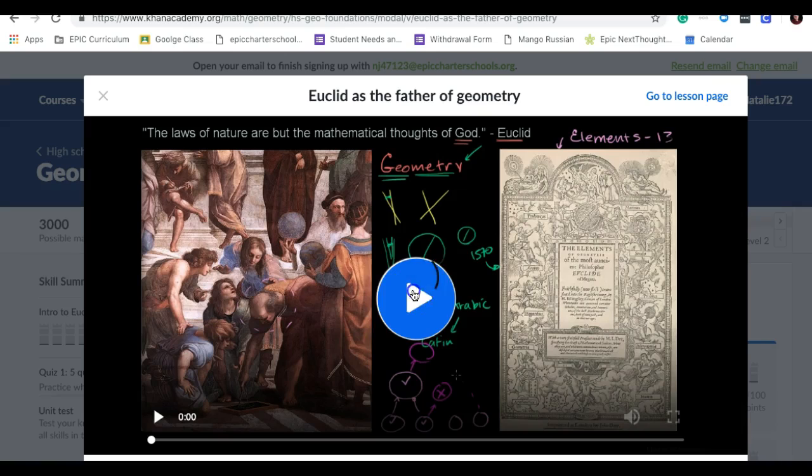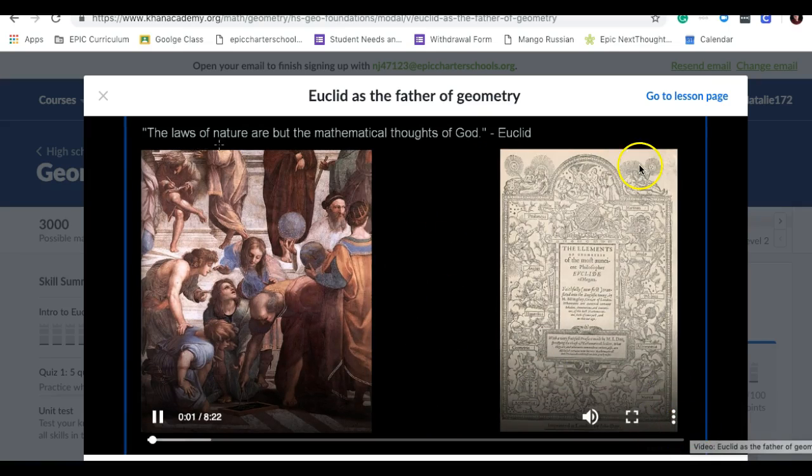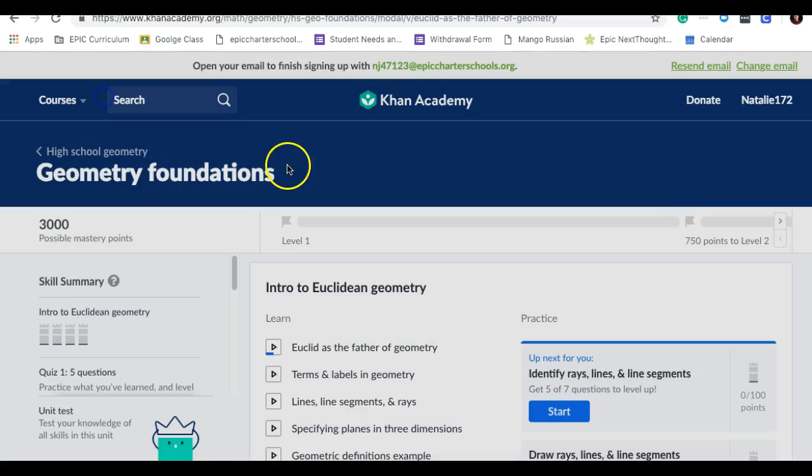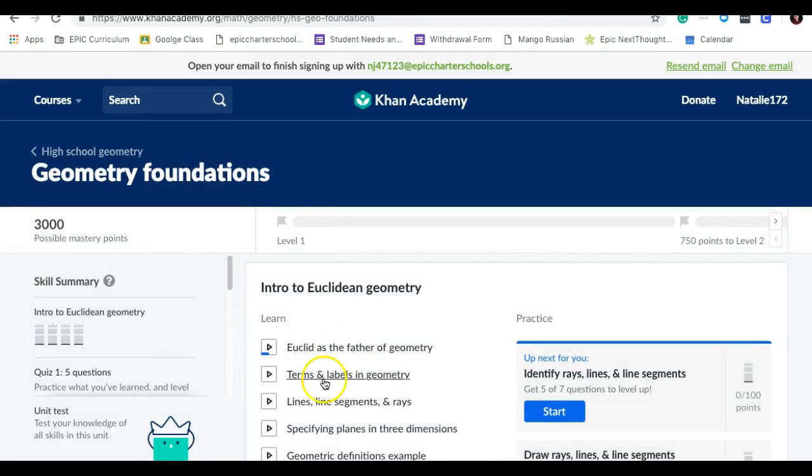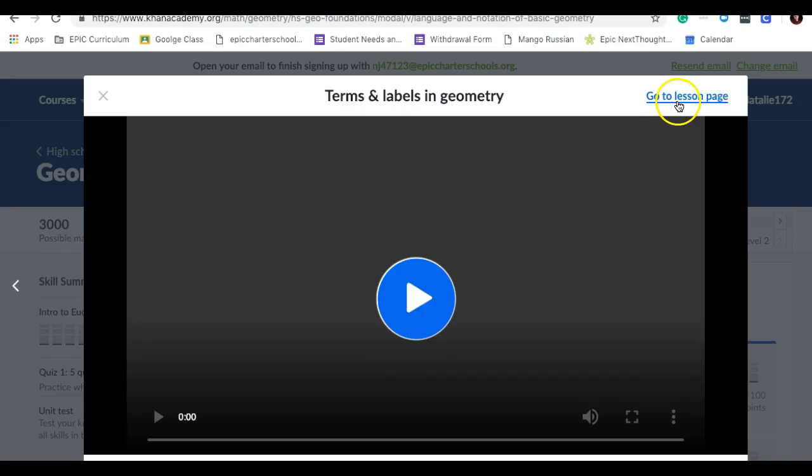And if you're familiar with Khan Academy, the laws of nature are but the mathematical thoughts of God. This is a quote by Euclid of Alexandria, who was a Greek mathematician and philosopher who lived about 300 BC. And what the students are going to do is watch through several videos. After they watch through the videos, they have a chance to go to the lesson page.